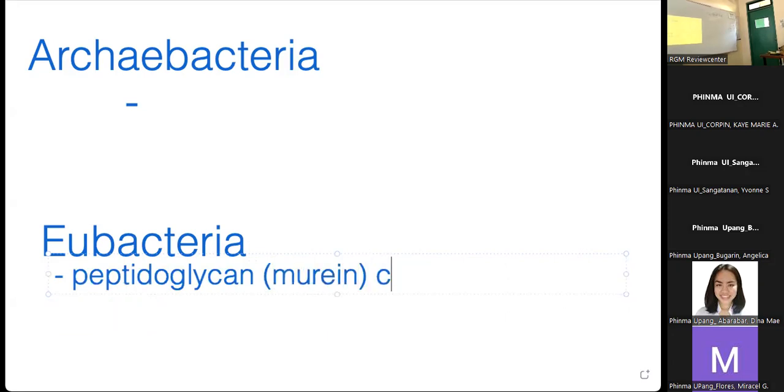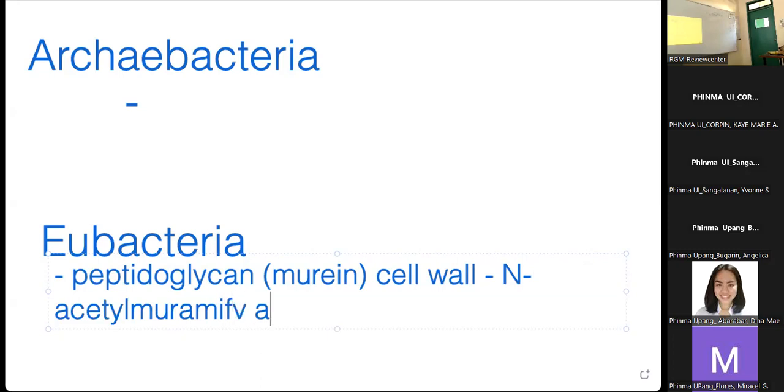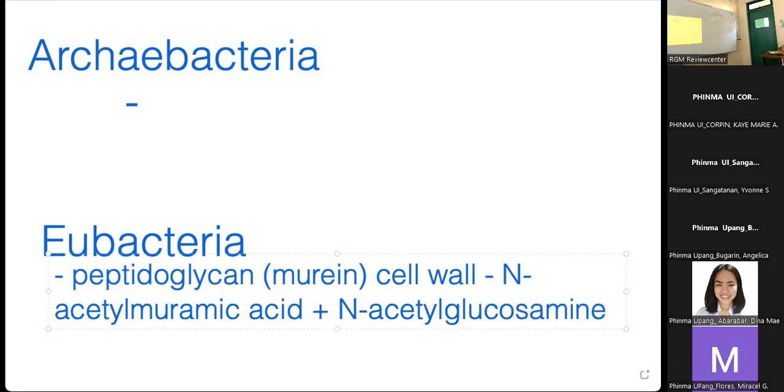So, remember that Eubacteria have the peptidoglycan cell wall. Peptidoglycan is also known as murein. It is composed of N-acetylmuramic acid and N-acetylglucosamine. These are what we call glycosaminoglycans. Another characteristic of your Eubacteria is that their phospholipids are linked by ester bonds.